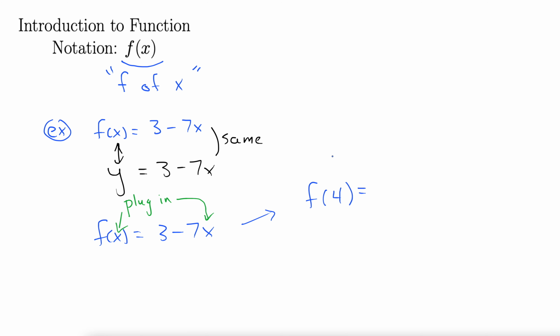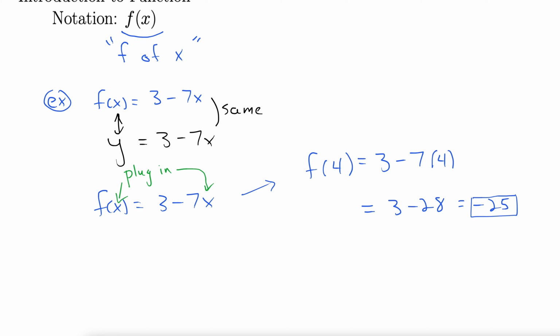So we have 3 minus 7 now times 4, because this function told us that every time we see x, we're going to plug in whatever's in these parentheses here. And then we can evaluate it from there. So 3 minus 28, okay, negative 25. We can plug in any number for x that we want, and the function will tell us what comes out.